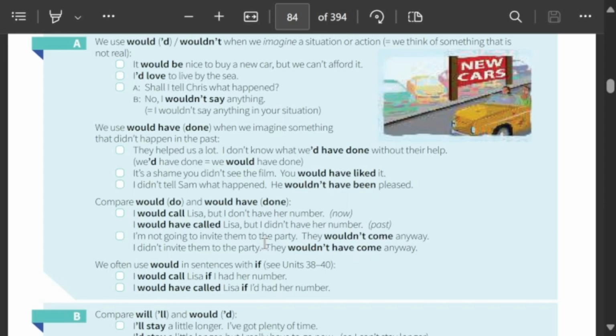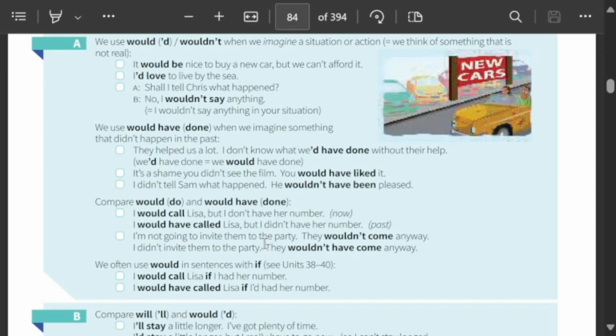Have liked is like present perfect, with would. Would have liked. I don't know the name for this construction, but have been is present perfect, right? So would have liked it. I didn't tell Sam what happened in the past, you see? He wouldn't have been pleased. Pleased is an adjective here, not a verb. It's the same construction with the negative.